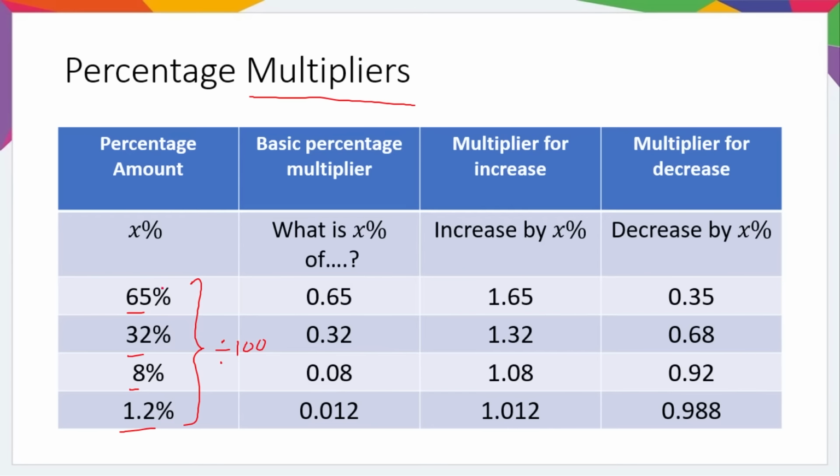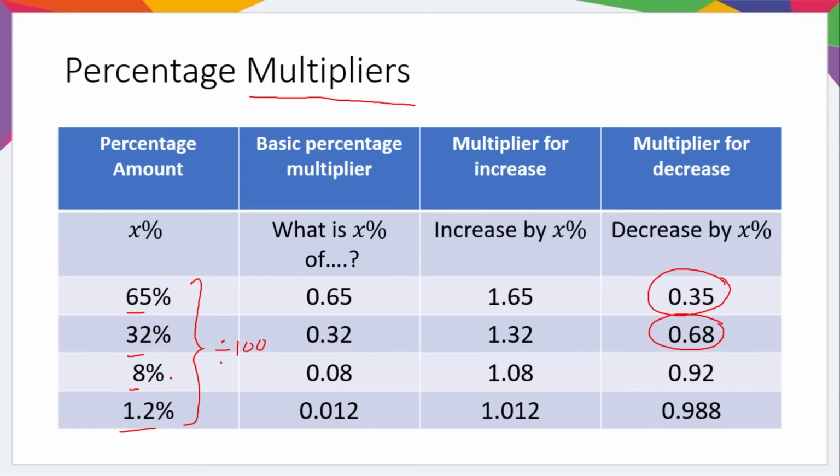Remember, if something reduces by 65%, then that means it is now 35% of what it was. So the question is now, what is 35% of the original total, which is why we're using the multiplier 0.35. If something is reduced by 32%, then that means it is now 68% of what it was originally, which is why we're using the multiplier 0.68. Sometimes the hardest bit is working out what 100 minus 32 is.